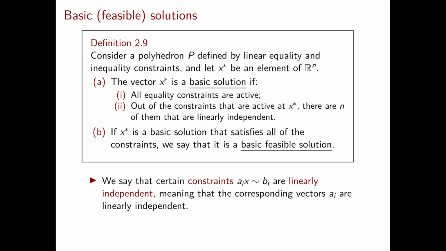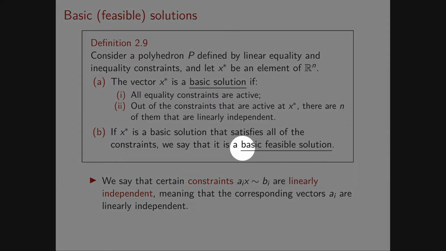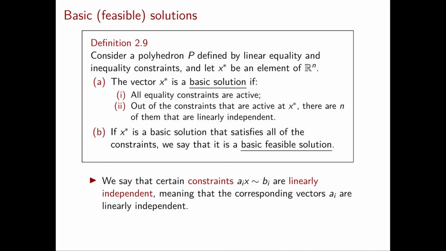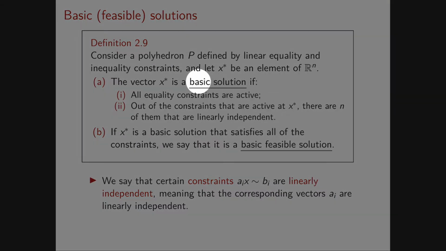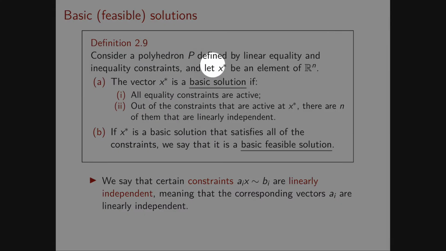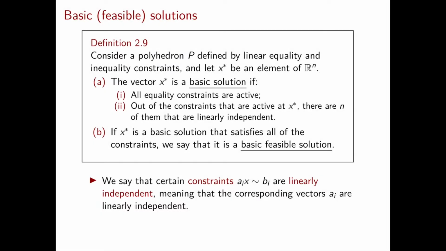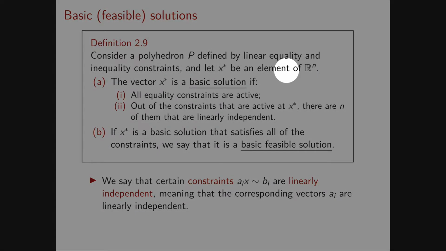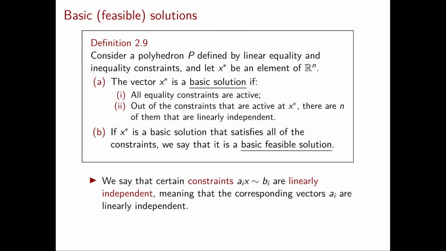Great, we're almost ready to give the third definition of corner point. And such a third definition is that of a basic feasible solution. But to get there, first we define what is a basic solution. So let's read through the definition. Consider a polyhedron P defined by linear equality and inequality constraints, and let x star be a vector in Rn. Then x star is said to be a basic solution if both these conditions apply.